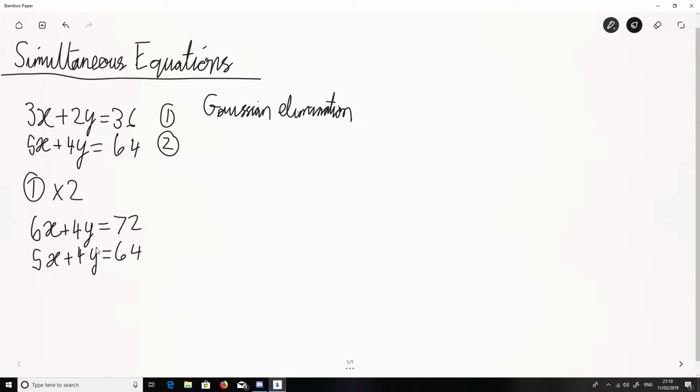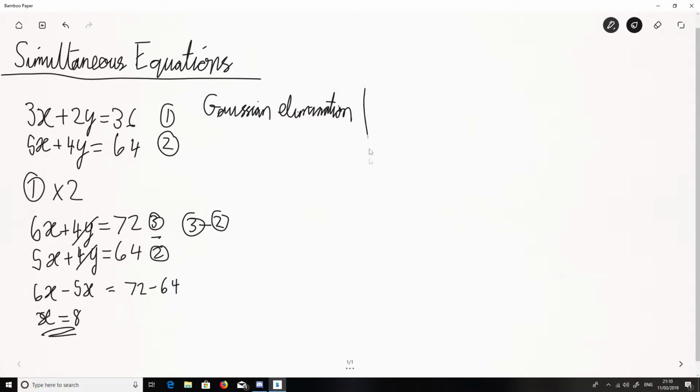Now, in order to solve for x, we want to cancel out these y's, so we're going to subtract. We'll call this equation 3 and equation 2, so we do equation 3 minus 2. Subtracting, the 4y's cancel out, and we get 6x minus 5x equals 72 minus 64. That gives us a value of x equal to 8. So there's our first unknown solved.